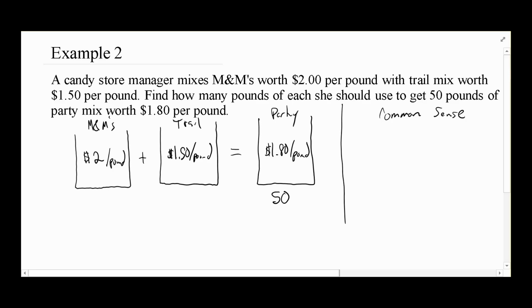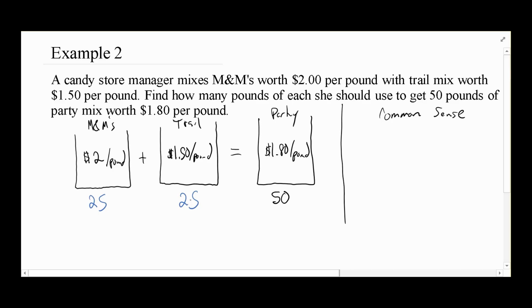And what I always like to do for the common sense approach is to say, what if, and don't write this down over in our actual work, what if it was 25 pounds and 25 pounds? What if I just mixed equal portions of each? So if I had some stuff worth $2 a pound and some stuff worth $1.50 per pound, and I mixed them together, equal amounts, how much would I charge?